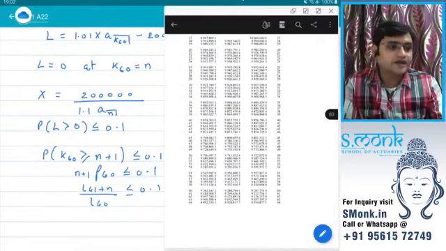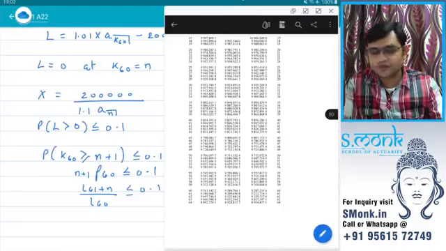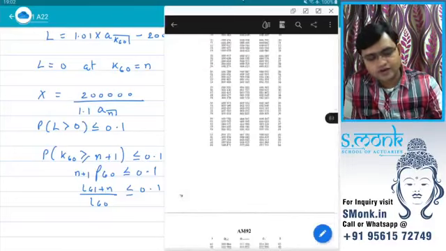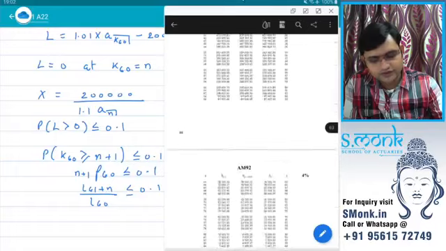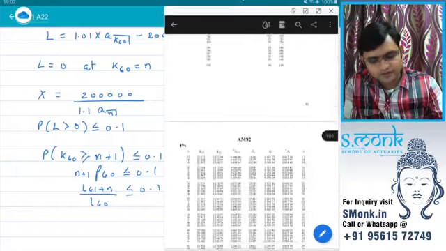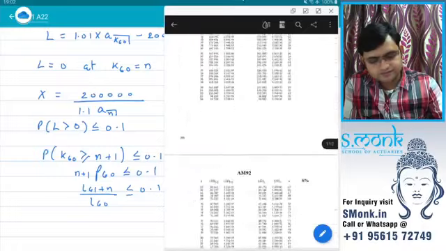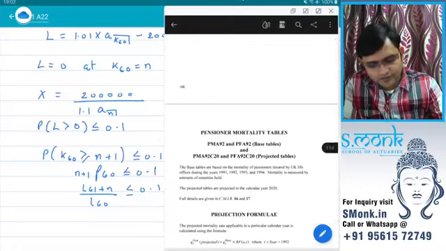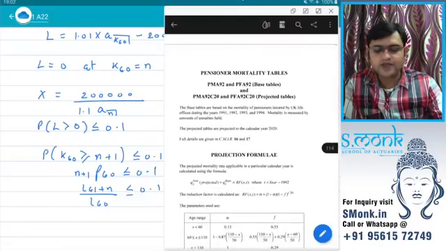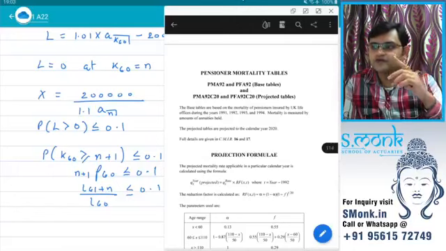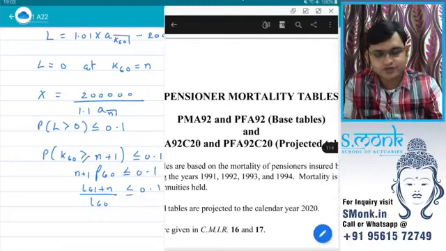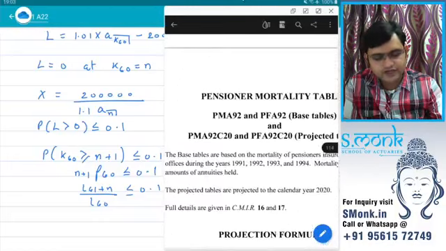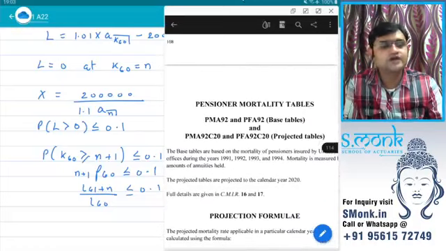They are asking for PMA 92 C20. So the question is about PMA 92 C20. We have other tables after AM92 as well. If we go further, from page number 109, we have PMA and PFA 92. So we have base tables and we have C tables. These are totally different tables. PMA 92 and PFA 92 base tables are totally different, and PMA 92 C20 and PFA 92 C20 are totally different tables.